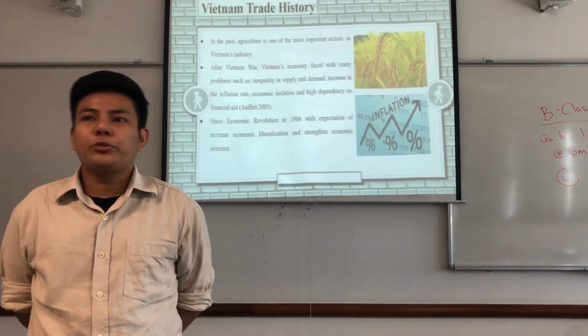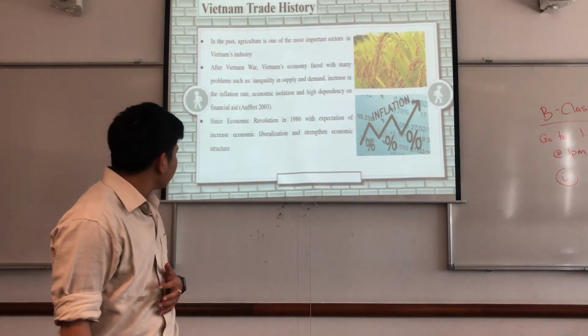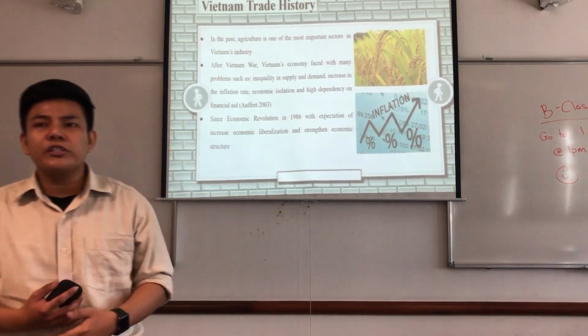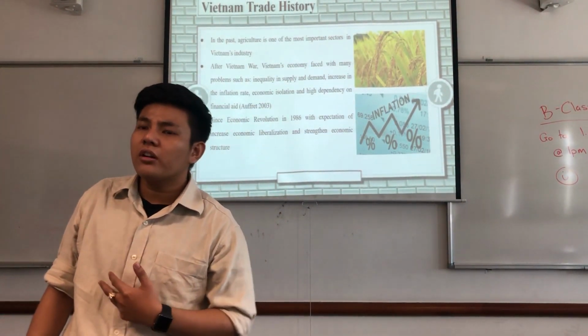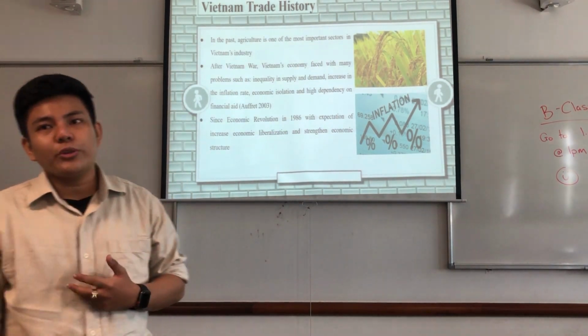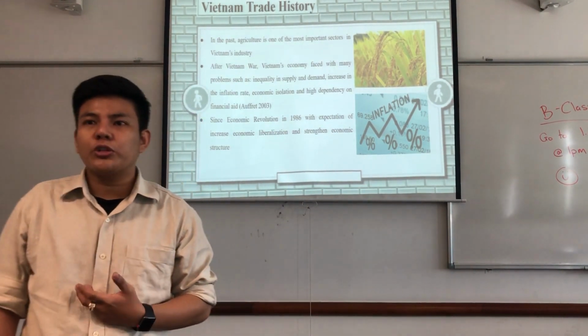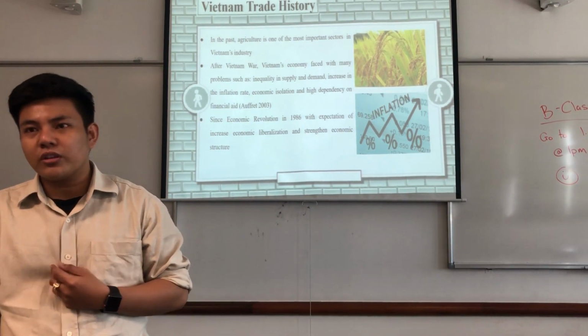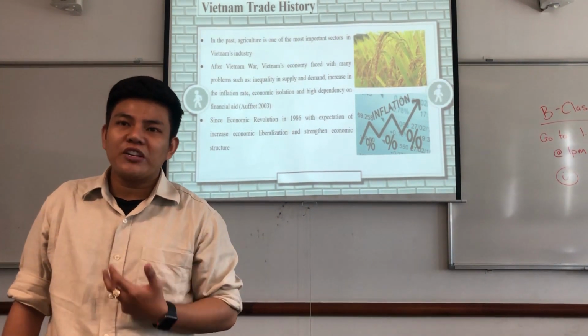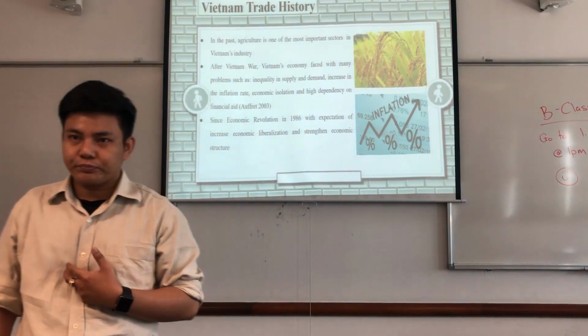Okay, now I will present the trade history of Vietnam. So, in the past, agriculture was one of the most important sectors in Vietnam's industry. The country has certain comparative advantages in agriculture, such as tropical climate, abundant cultivation land, forest and labor.